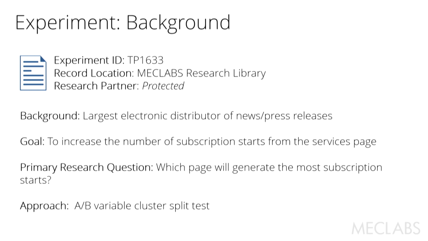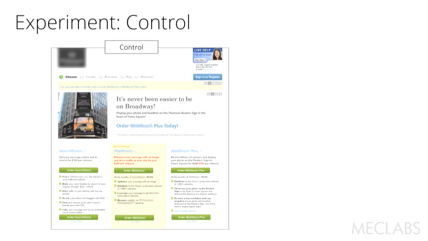And if you'll notice test protocol 1633, and there is the control. And let's just read the headline. It's never been easier to be on Broadway. What do they sell? Stop. Don't look at anything else on the page. Close your eyes, even. What do they sell? You just read that. Can you get any idea of that? No, you can't.